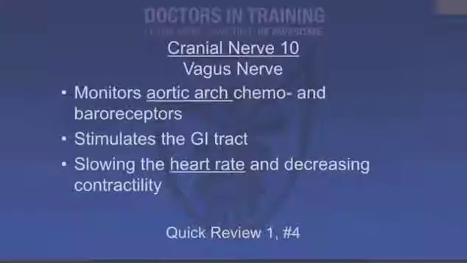Cranial nerve 10 is the next one. This is your vagus nerve, of course. Normally when you think of parasympathetic activity to your body, you think about the vagus nerve. It is responsible for lots of different things. It monitors your aortic arch chemoreceptors and baroreceptors, regulates blood pressure that way. Stimulates the GI tract, so this is your rest and digest, is mediated by the vagus nerve. Also, a slowing of the heart rate and decreasing of the heart contractility is mediated by the vagus nerve at the SA node, the sinoatrial node.